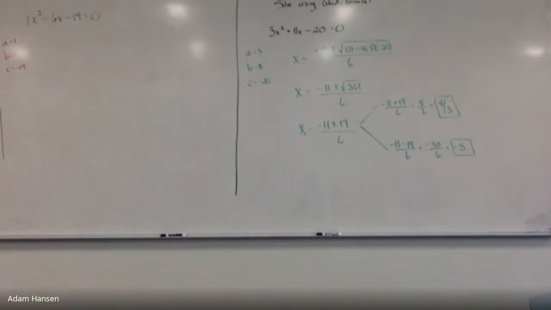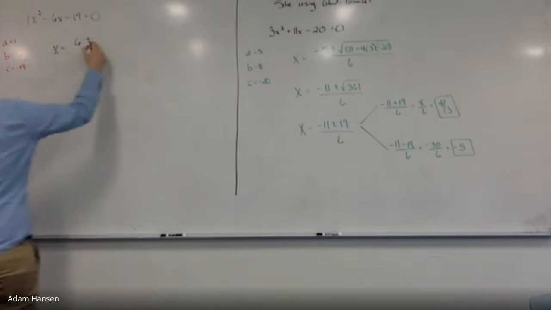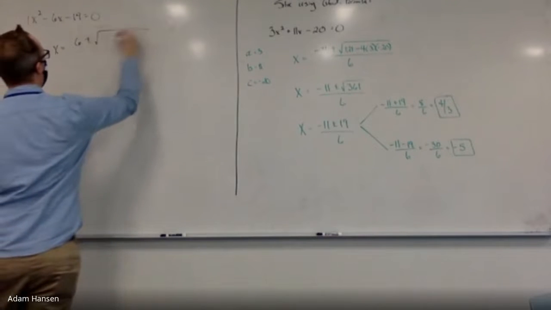What's the opposite of B? B is negative 6. This starts with the opposite of B, so 6. The opposite of negative 6 is 6. We got that. Plus or minus. What is B squared if B is negative 6? What is negative 6 squared? 36. Good, thank you, Trey. Positive 36, not negative 36. We'll always get that.